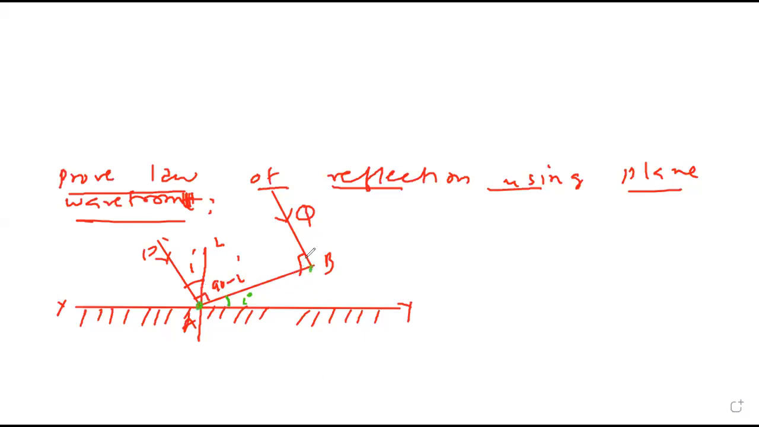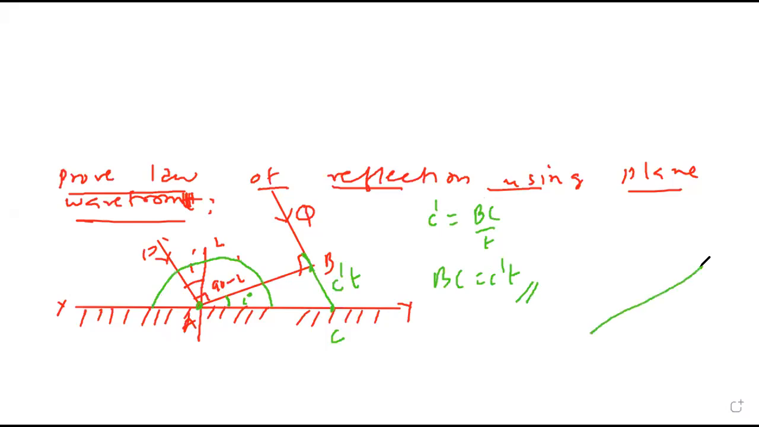So suppose in time t, the disturbance from B reaches point C after traveling distance BC equal to c dash t, because speed is distance upon time. So if c dash is the speed, the distance BC will become c dash t. In the same time t, the secondary wavelet from A will also cover the same distance c dash t. So with A as center and BC as radius, we can draw a sphere.